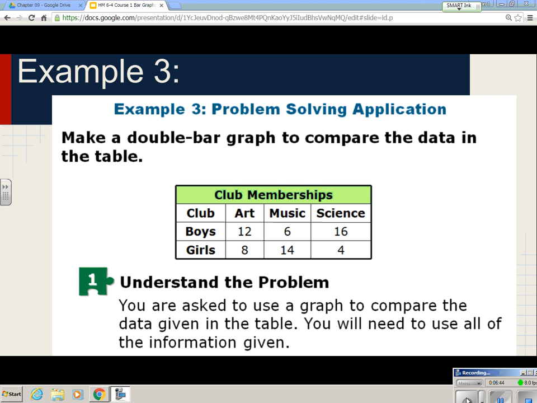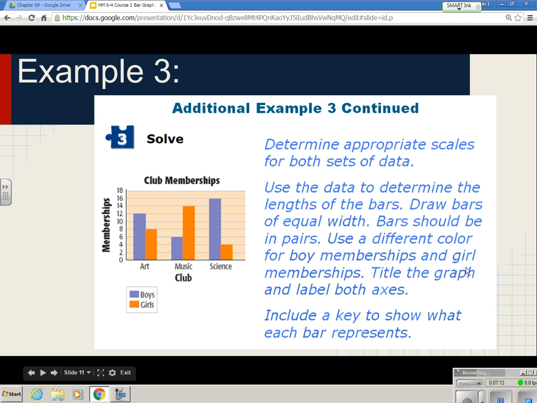Exactly. All right, I'm going to walk you through how to make a double bar graph. Your choice if you need to write any of this down. So this is when you need a double bar graph because we're looking at club members in the art club, the music club, and the science club, but we want to break our data down into boys and girls. So under art club, we'll have 2 bars. Music will have 2 bars. Science will have 2 bars. So first we have to understand what we're looking at, and you can see here that we're comparing boys and girls in the clubs.